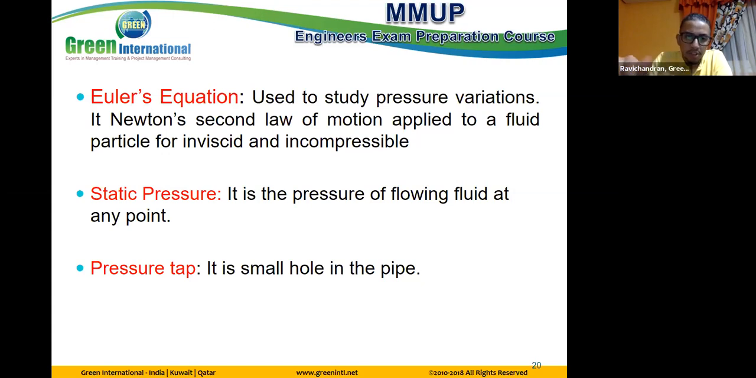Just a small piece of information: static pressure is the pressure of the flowing fluid at any point. Same as barometric pressure, we study a point, and this is according to the rise in the pipe. This refers to static pressure. A pressure tap is a small hole in the pipe.